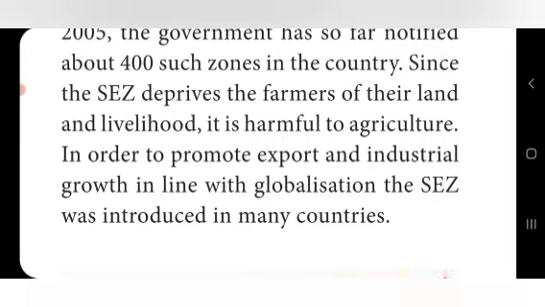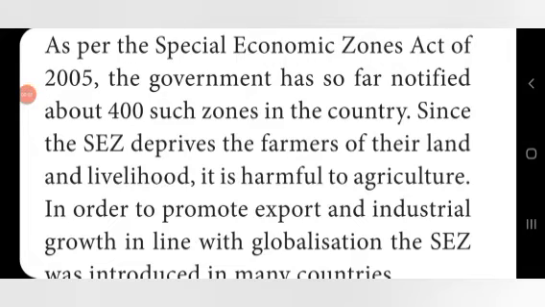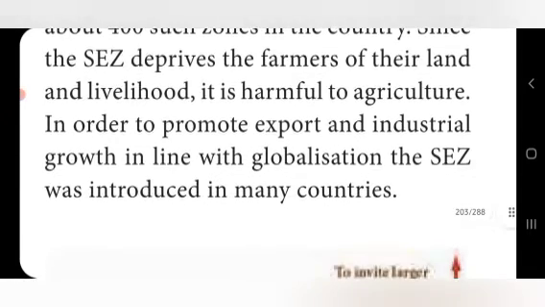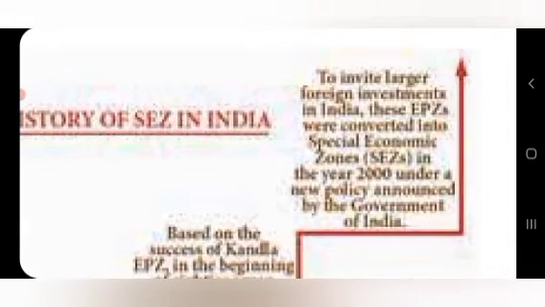In order to promote export and industrial development and growth in line with globalization, the SEZ was introduced in many countries. Already about 400 economic zones have been developed by the government in India. See here the history of SEZ in India. The main motive is to invite larger foreign investment in India.